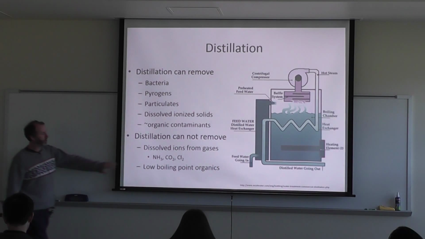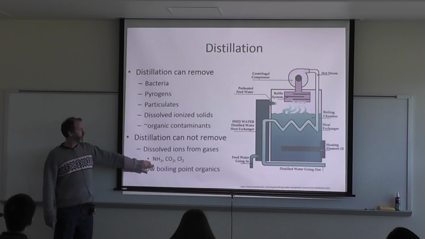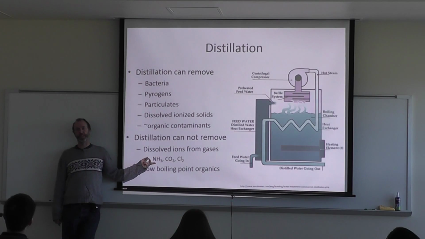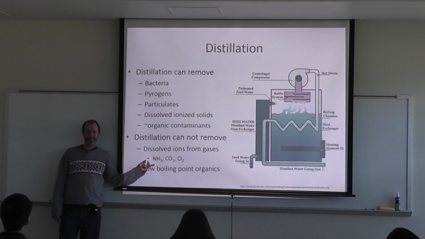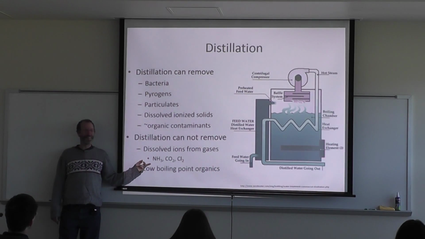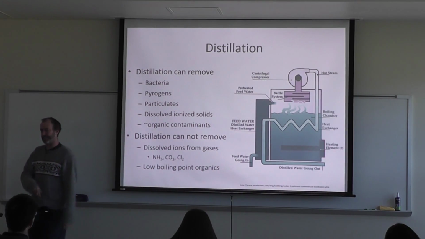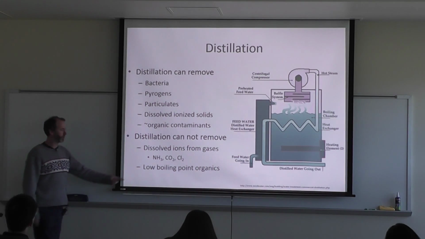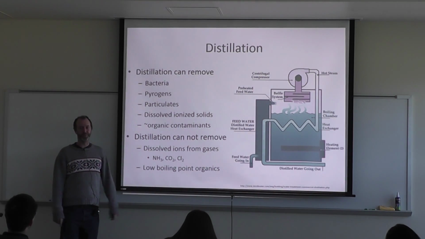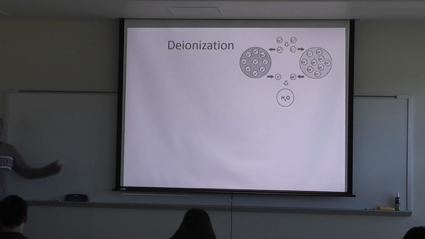What do you think would be good for removing these? When these are in solution, they're typically ions, right? Deionization. And typically before you run it through a deionization column, you have a charcoal column that you run it through, and that'll pick up your low boiling point organics.